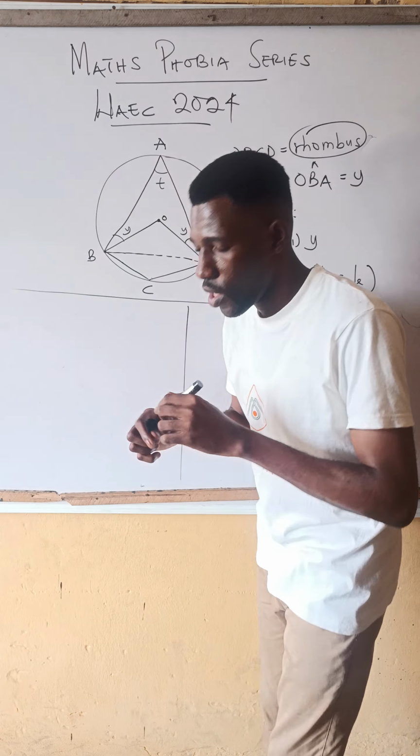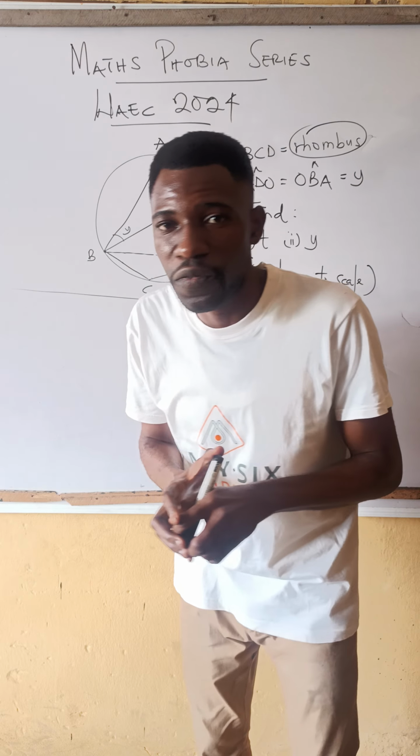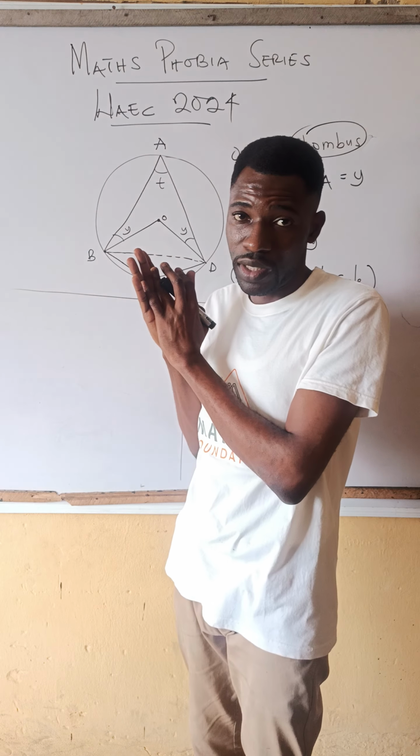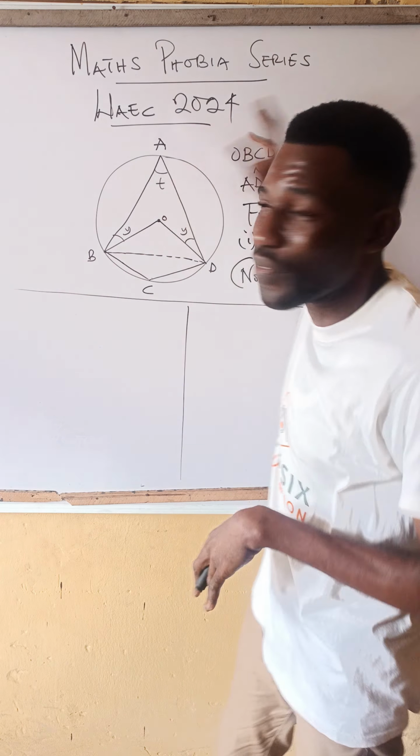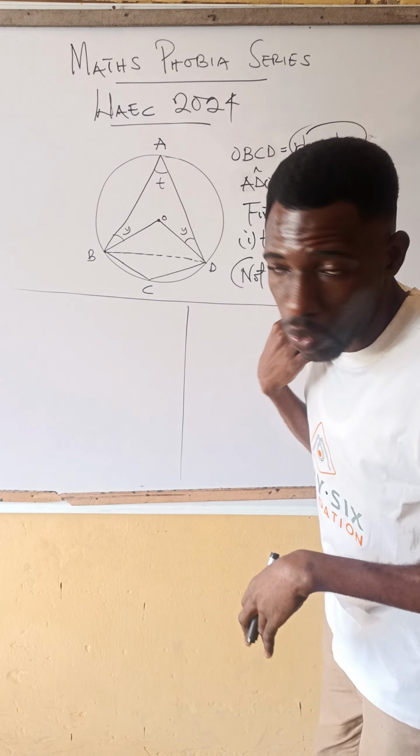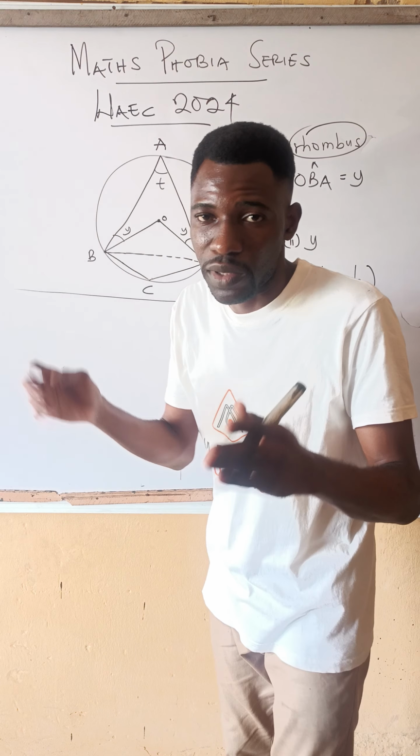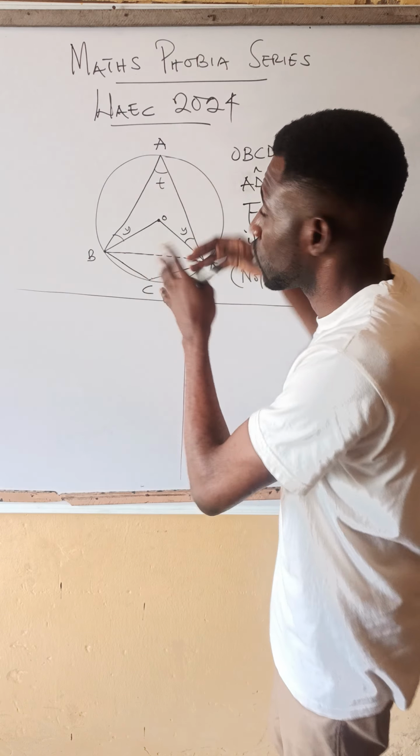First of all, there are two ways to go about this question. First, you can start by the theorems you know about circle geometry, or you start by the conditions given to us. Now, let's start by the theorems. We have some theorems in circle geometry and I'll apply some of them to solve this question.